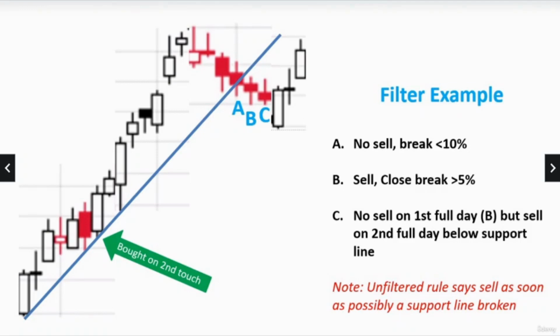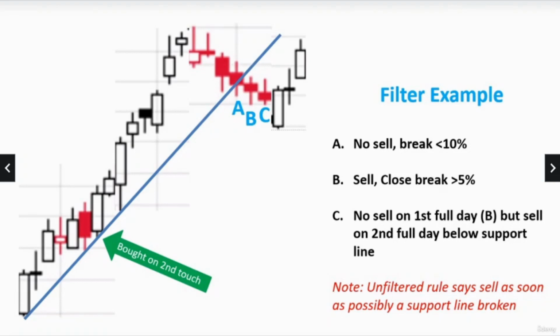Now if we look to B, now that it's broken past the line a second day or stayed below that line, we can say, oh, we're going to sell because the close of that day is greater than 5% breakage through that line. Not only broken through the line, but the actual closing of the day, that was our second example. Now we're selling because it broke through.